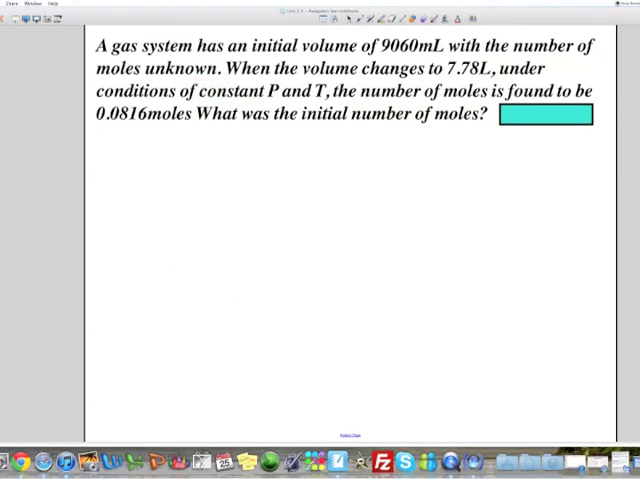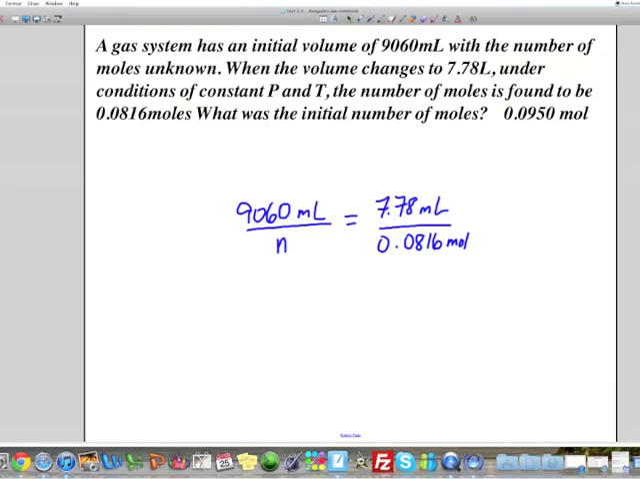Finally, you have one last practice problem. So it says a gas system has an initial volume of 9,660 milliliters with a number of moles unknown. When the volume changes to 7.78 liters under conditions of constant pressure and temperature, the number of moles is found to be 0.0816 moles. What was the initial number of moles? So again, I'll cheat. I'll skip to the next one. I'll just highlight a few things for you to help you out. So we have an initial volume of this, number of moles unknown, and the volume changes to this, and this is the amount of moles.